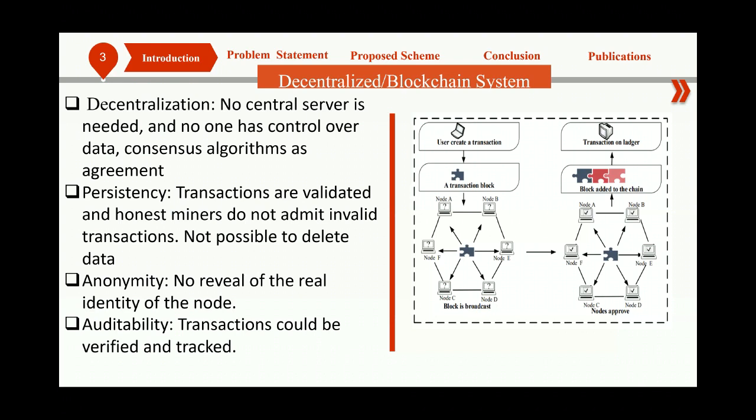Also, in a decentralized system there is persistence, because transactions are validated and honest miners do not admit invalid transactions, which means there is no possibility to delete information from a decentralized system. There is also anonymity, which means no one will know the true identity of the nodes in the decentralized system. Auditability also, we can track what is happening in the decentralized system.